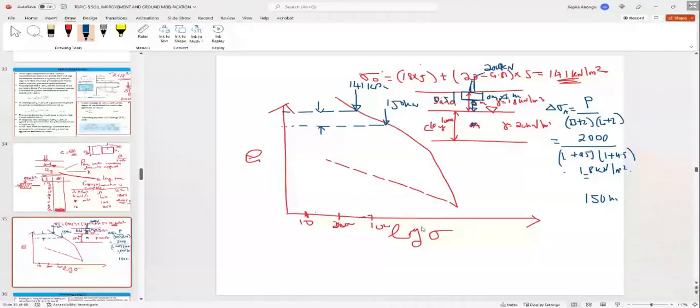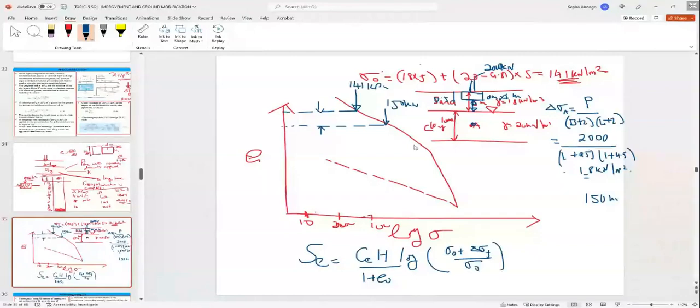So when computing the consolidation settlement, the slope of that line, which is Cc, times the thickness of the clay layer H, over 1 plus the initial void ratio, times log of the initial stress plus change in stress due to foundation over the initial stress. That's the settlement that you compute.